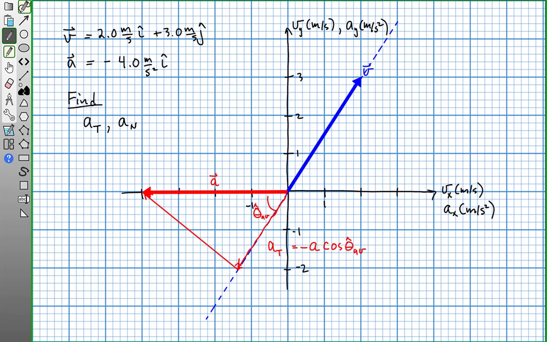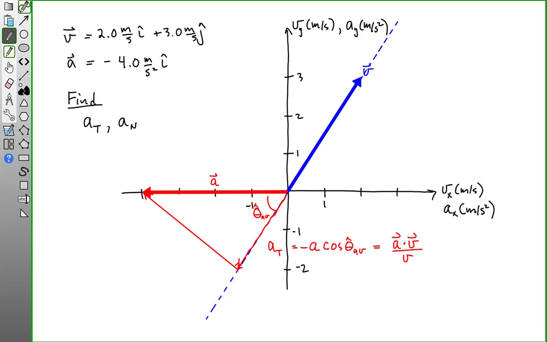Based off of what we've learned, we know that this is equivalent to the dot product between the acceleration and the velocity divided by the magnitude of velocity, or the speed of the object. Now, the side opposite to the angle between the acceleration and velocity will give us the normal component of acceleration relative to the velocity. Let's label that normal component a sub n.